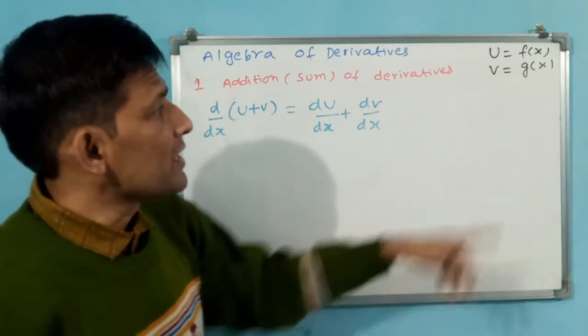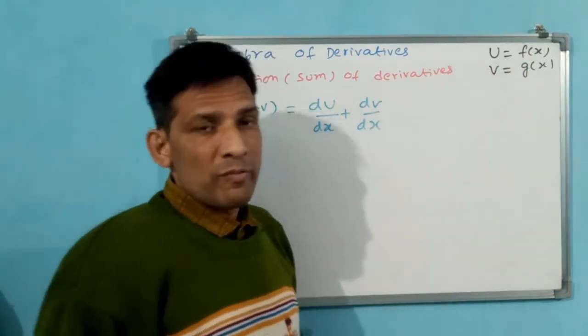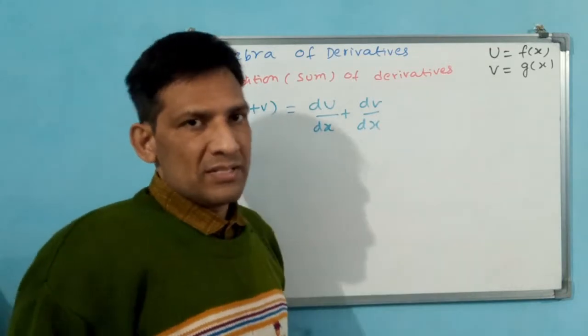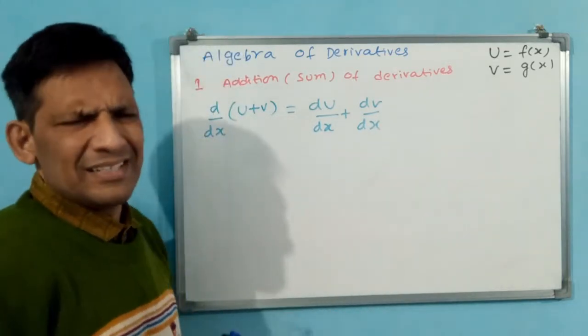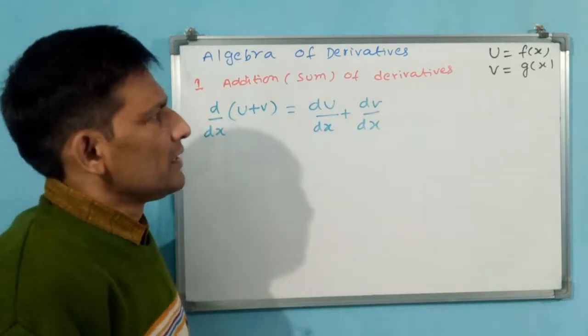If three functions are there, then here h will come, here w will come. That you keep in your mind: u, v, w, f, g, h. Okay, these are logical things we have to think and apply. That's all, our brain.